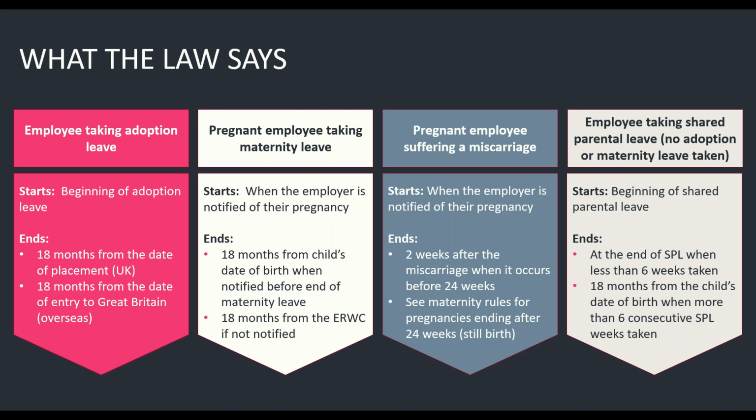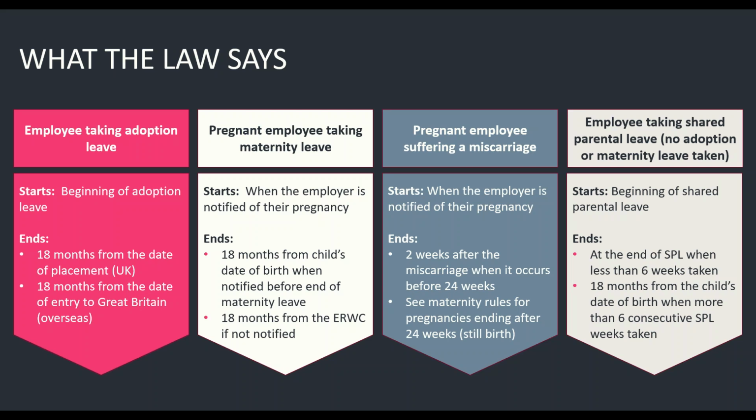So depending on the type of leave will determine the length of protection and from what point in time it commences. So as you can see in the first box, it's all about the adoption leave, and it starts as soon as somebody begins their adoption leave. And its protection lasts for 18 months from the date of the placement, or if they're adopting from overseas, then it's 18 months from the date of entry into Great Britain.